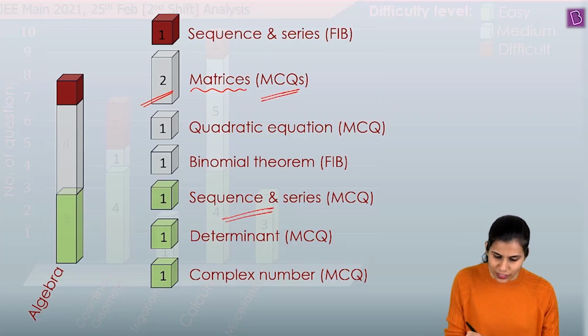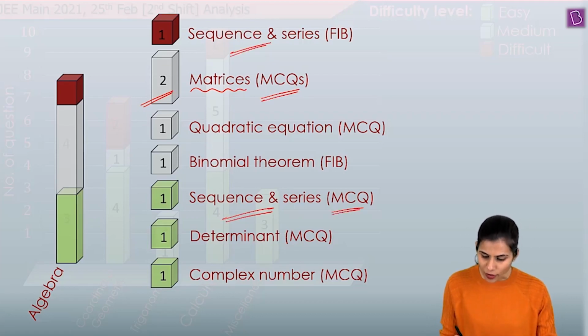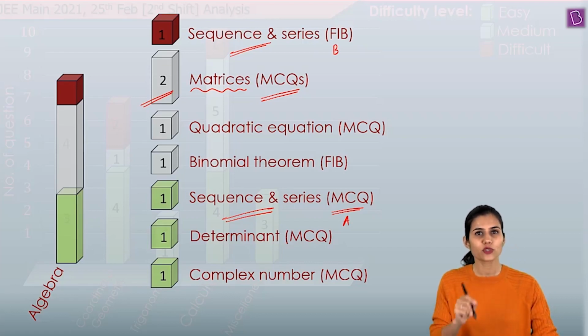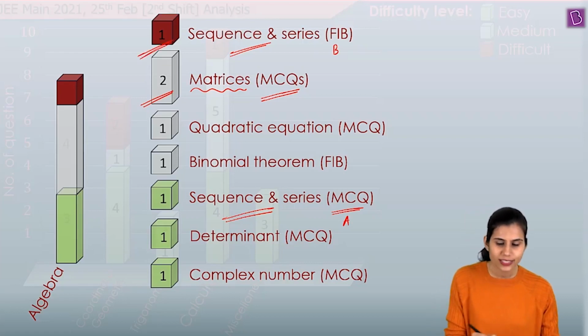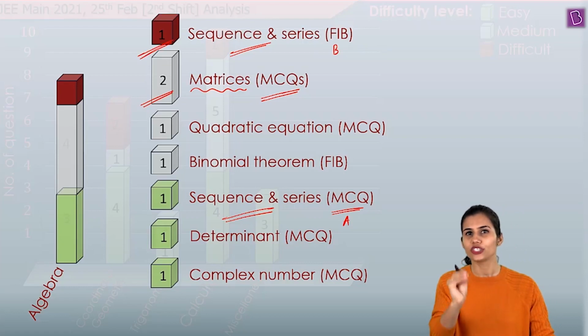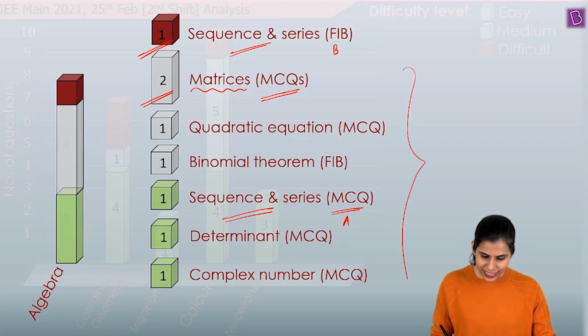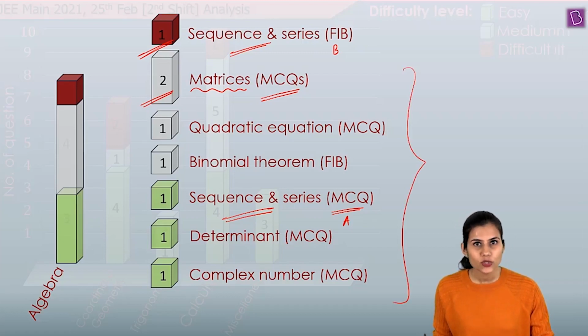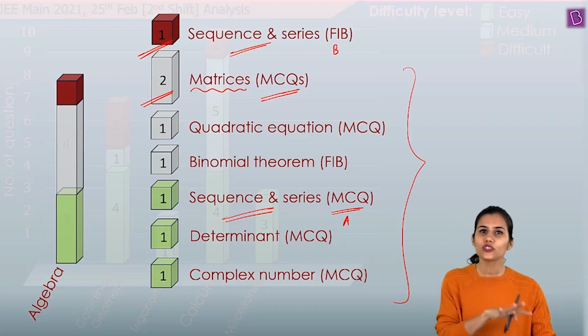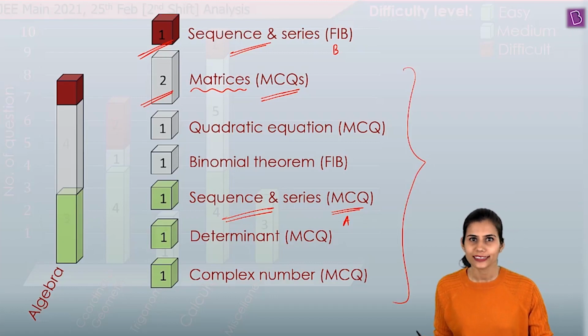Also, there were 2 questions from sequence and series, one in section A, the other in section B. But the one in section B, which was of an FIB category, was, as you can see, pretty challenging to conquer. Okay, for the rest, you can see the questions were majorly from easy to medium level only.